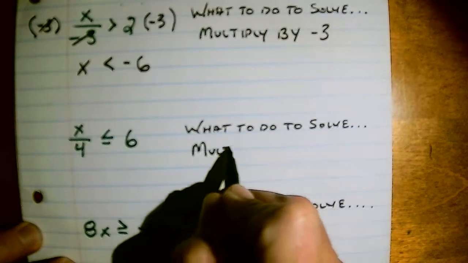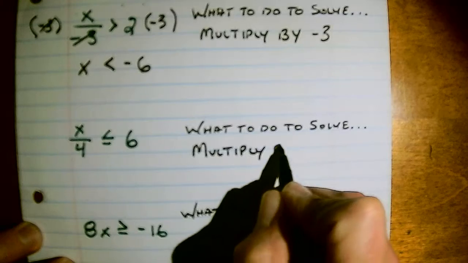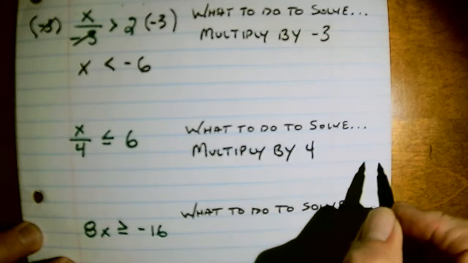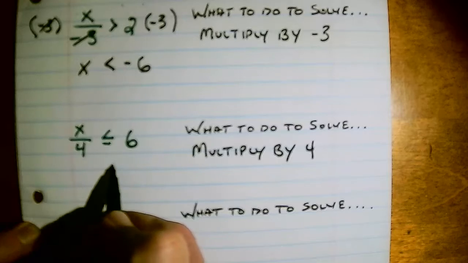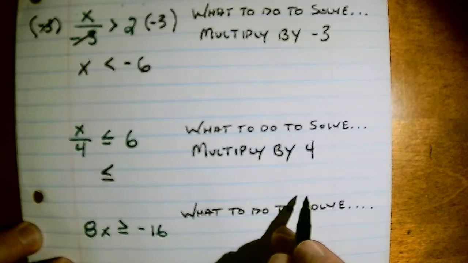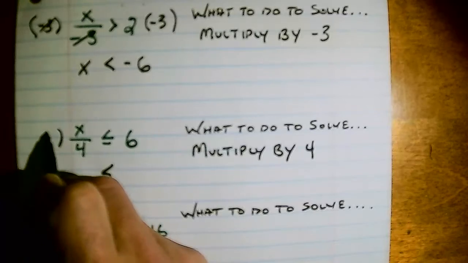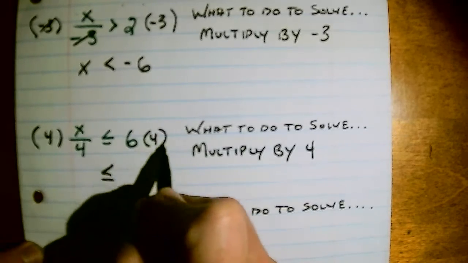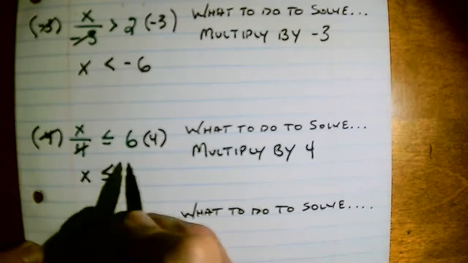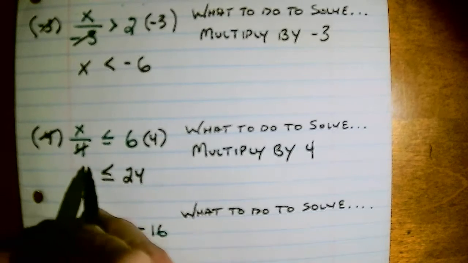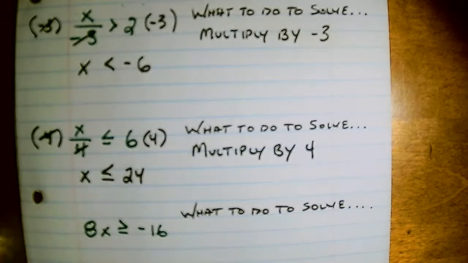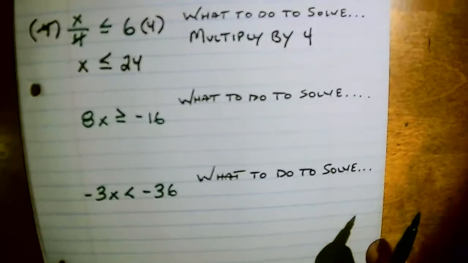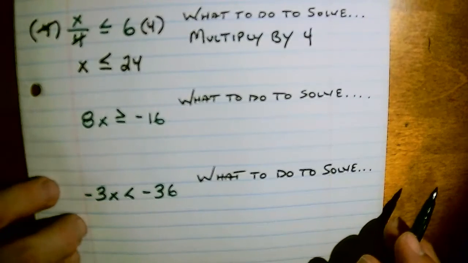In order to solve this inequality, I have to multiply by 4. I multiply, and this time I'm multiplying by a positive number. Since I'm multiplying by a positive number, the direction of the inequality does not change. And I will go ahead and perform that operation. And I have x is less than or equal to 24. If x over 4 is to be less than or equal to 6, x has to be less than or equal to 24. Now, it doesn't matter if there are negative numbers at other places in the problem.